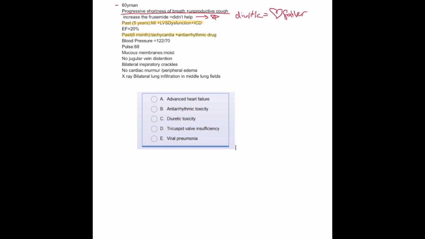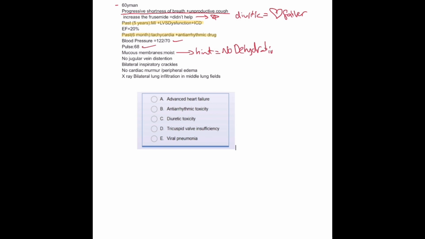Let's see his vitals. His blood pressure is normal, pulse as well. His mucous membrane is moist. The examiner is giving you this hint in order to direct you to choose or eliminate an answer later. So the patient is not dehydrated.